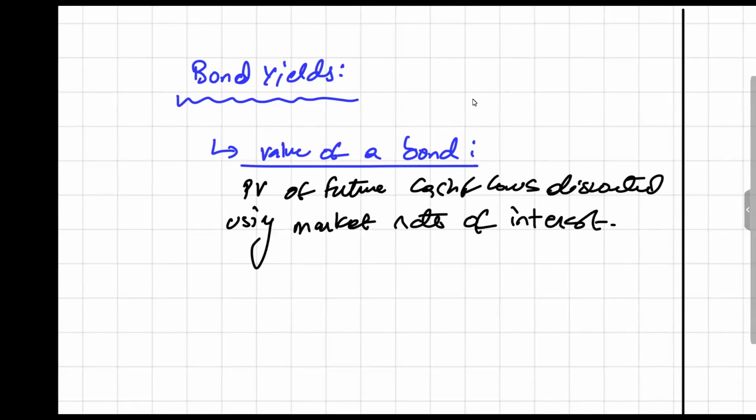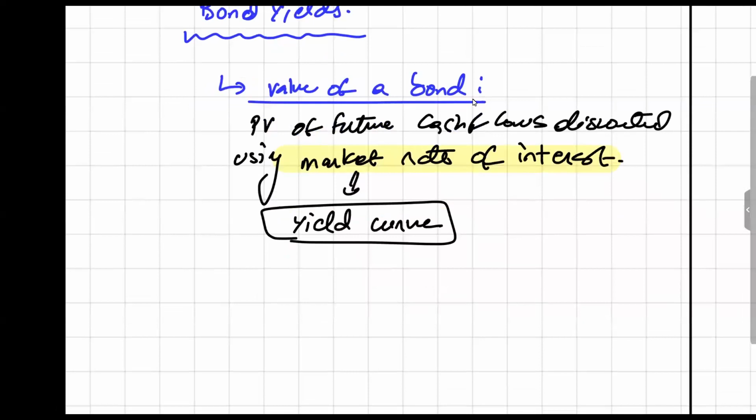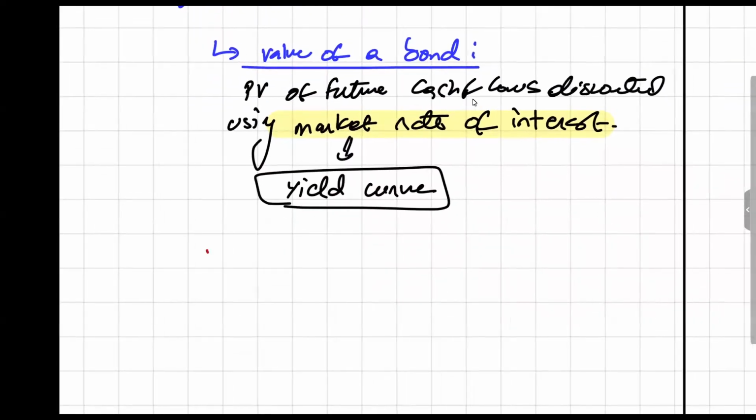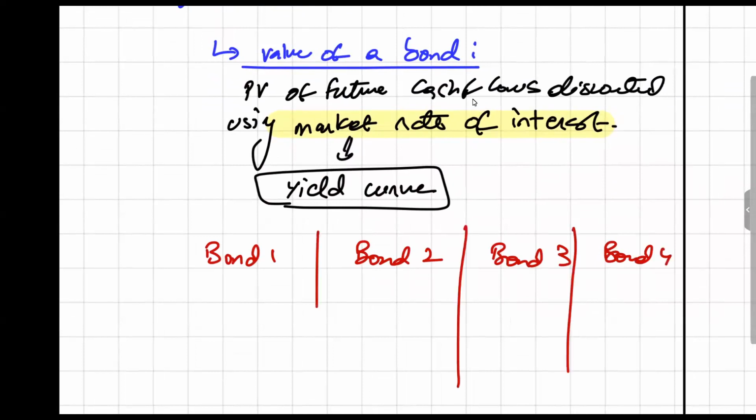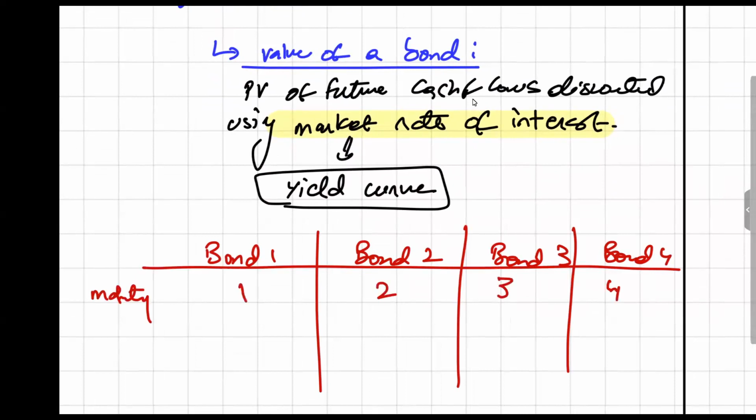Now, in a lot of situations, the examiner gives you a yield curve. What do you mean by yield curve? The concept of the yield curve is that, let's say you've got different bonds: bond one, bond two, bond three, bond four, etc. You've got different types of bonds, and let's say the bonds have maturities of 1 year, 2 years, 3 years, 4 years.